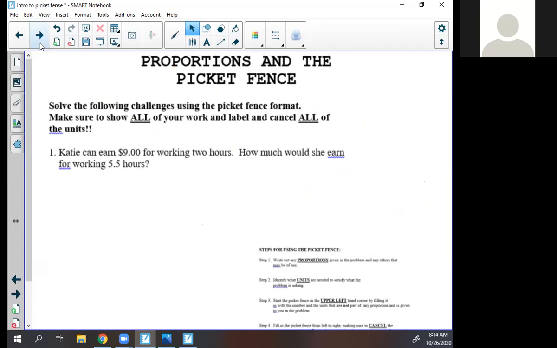Okay, here we go. Number one, Katie. Katie can earn $9 for working 2 hours. Poor kid. I need to update this for the new wages. How much would she earn for working 5.5 hours? So what's my proportion here? $9 per 2 hours. So what's my loaner? 5.5 hours. All right.